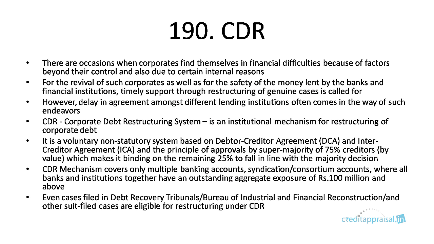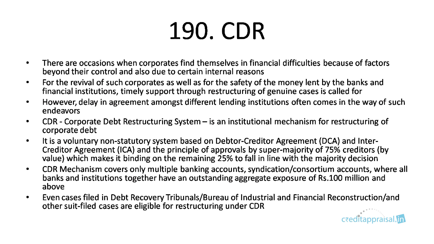It's a voluntary and non-statutory system, based on DCA, that is debtor creditor agreement, and ICA, that is inter-creditor agreement. Creditors, for a company, are the raw material suppliers. Debtors are the people to whom the company has sold goods on credit. This is based on a system of approval by a supermajority of 75% of creditors. It means if the 75% majority of creditors agree to a particular decision, it is binding on the remaining 25% even if they don't agree. That is the basis of this system.